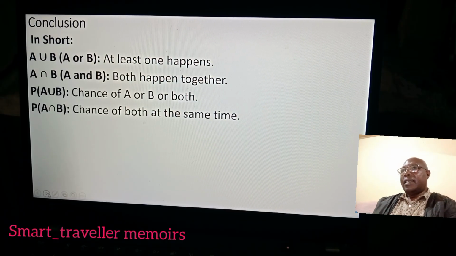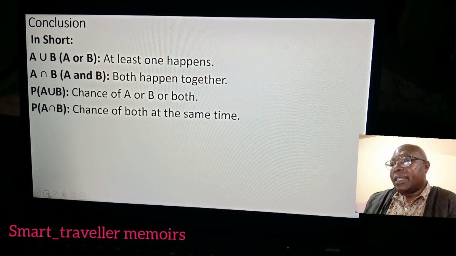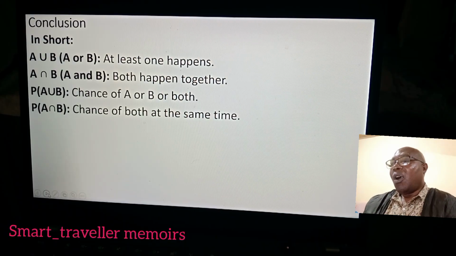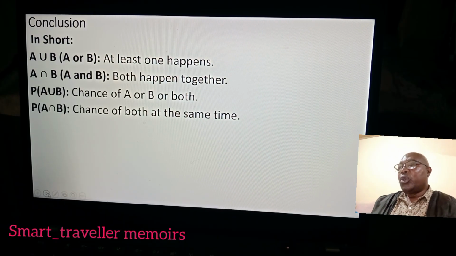So guys, that brings us to the end of knowing the symbols in probability, so that you can now be working probability very, very smoothly without any hiccup.